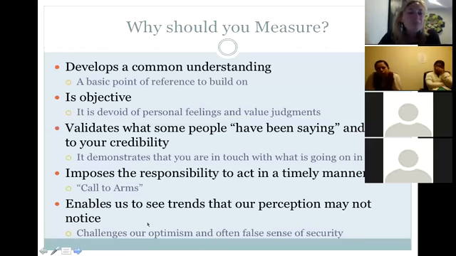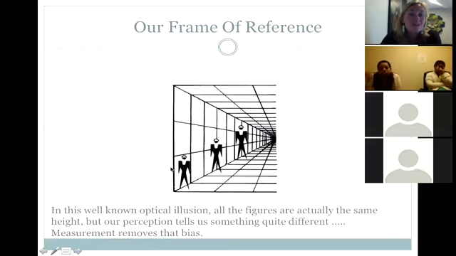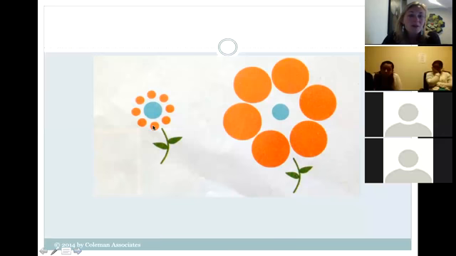And then the last thing about a dashboard, and the reason why it's so helpful over time, is that it is a snapshot, but you also are tracking some trends, because it allows you to see things that you otherwise would miss. You may have seen this optical illusion before, where there's these three figures. They're actually all the same height, but our eyes tell us that the figure in the front is smaller and the figure in the back is bigger. Right? But it's just because the environment around the figures has changed. Measurement removes the bias. You put a ruler up next to it or anything to measure it, and you know that they're the same.